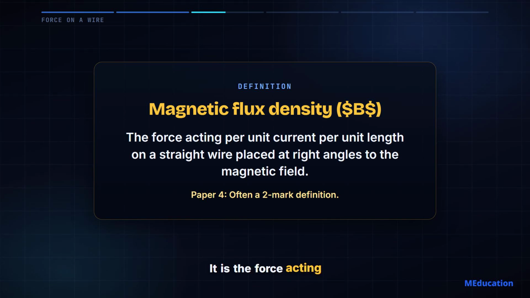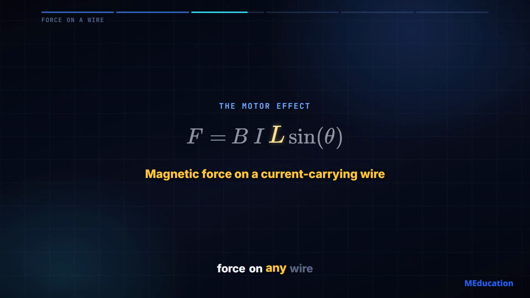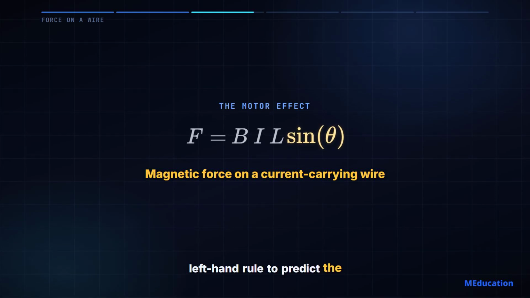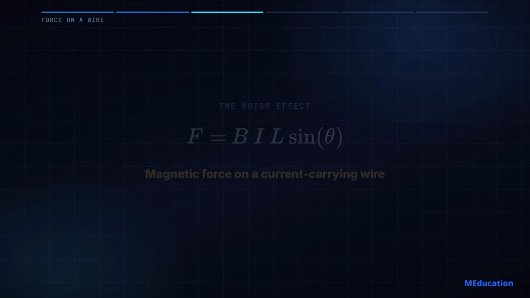It is the force acting per unit current per unit length on a straight wire placed at right angles to the magnetic field. With that defined, you will use the equation F equals BIL sine theta to calculate the force on any wire. You will also use Fleming's left-hand rule to predict the exact direction of that force in 3 dimensions. Do not mix up your hands here.